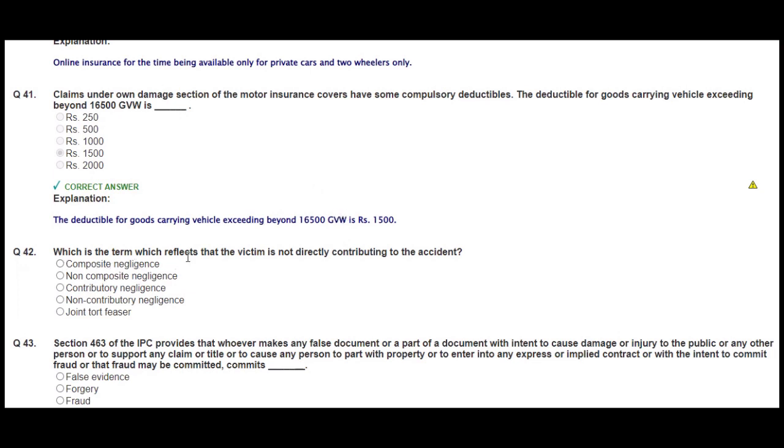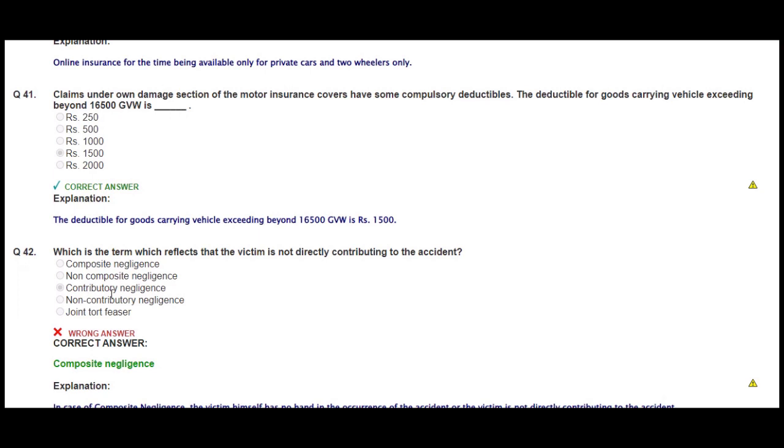Which is the term reflecting that the victim is not directly contributing to the accident? Composite negligence, non-composite, contributing negligence. I think contributing negligence. Composite negligence, the first one, is the right answer.